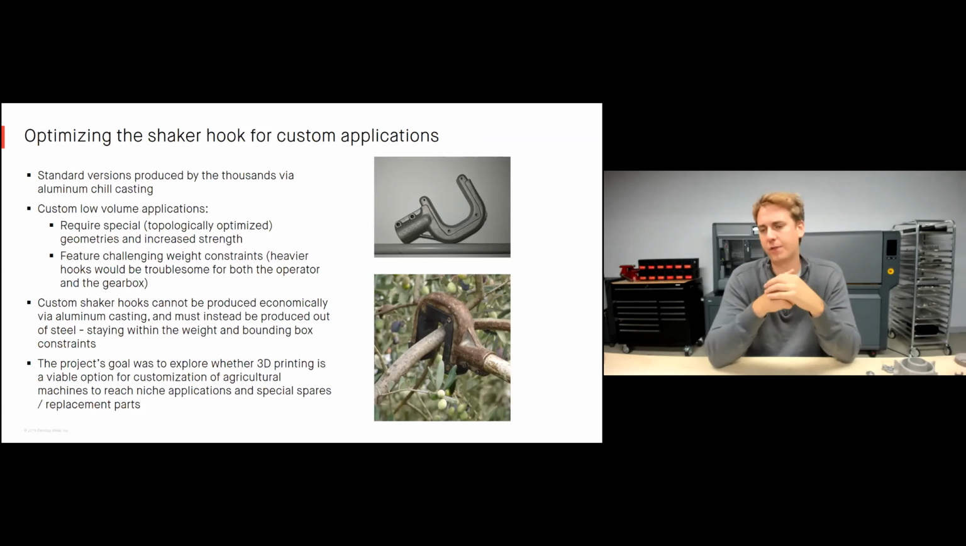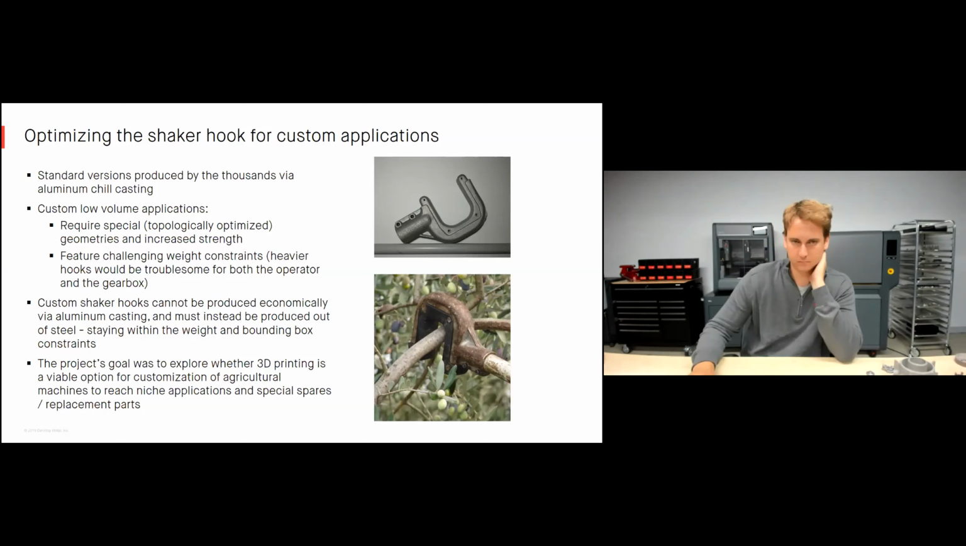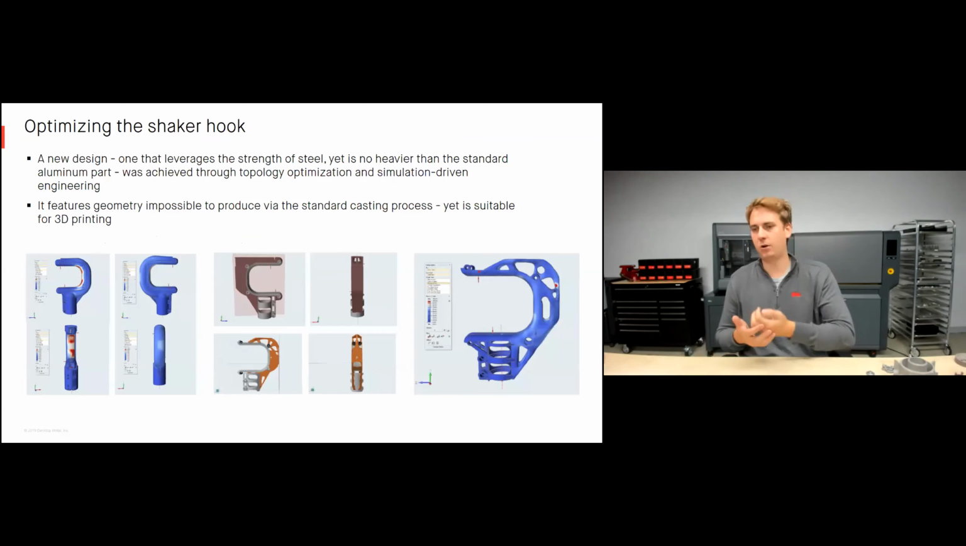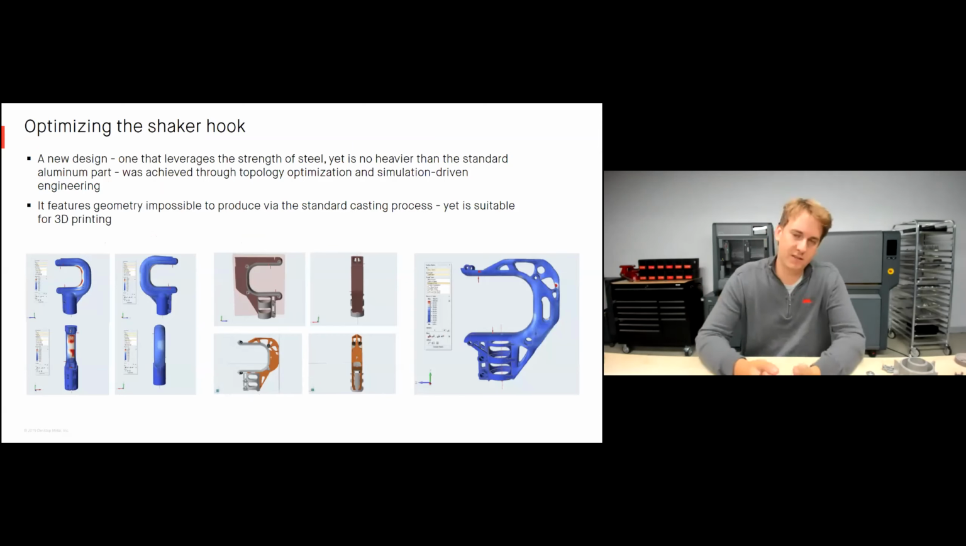So here, the goal with 3D printing was to see, can we produce these shaker hooks in lower volume with the Studio system, to allow us to be more agile to customer demands. One thing they realized, though, when they switched to the Studio system was that now they were going to be printing the part with steel. The Studio system does not print aluminum, and the original parts were manufactured in aluminum. So since they were moving to steel, they needed a new design.